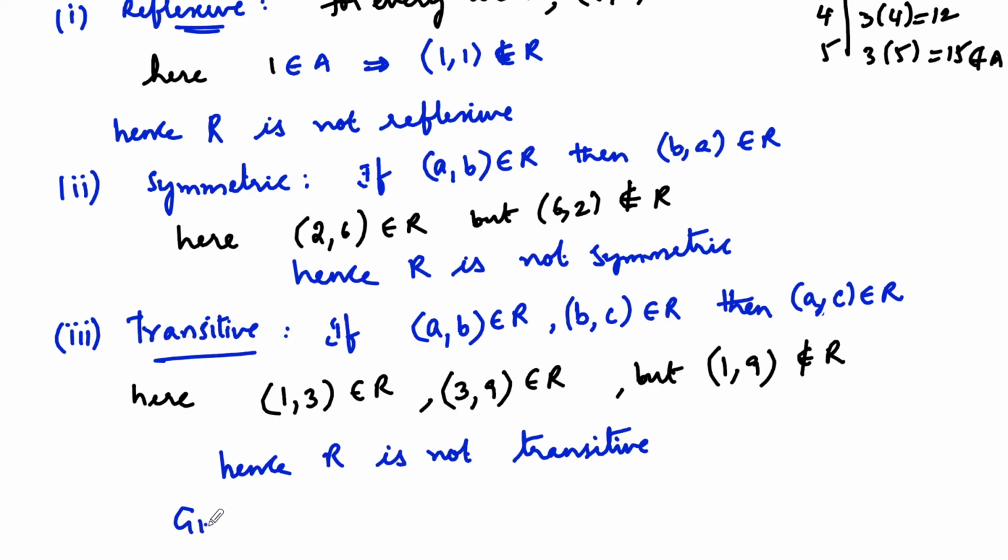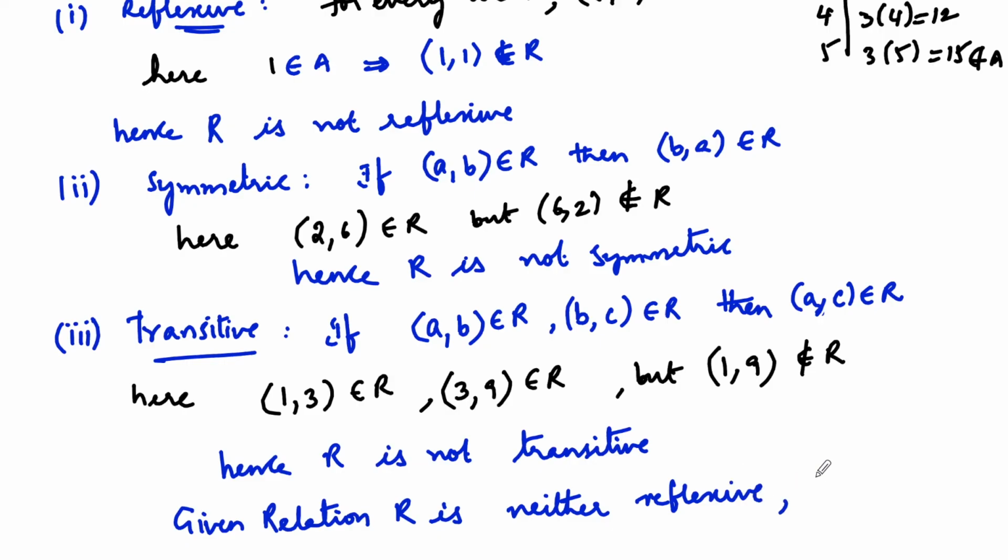So the given relation R is neither reflexive, symmetric, nor transitive. So none of them is satisfied.